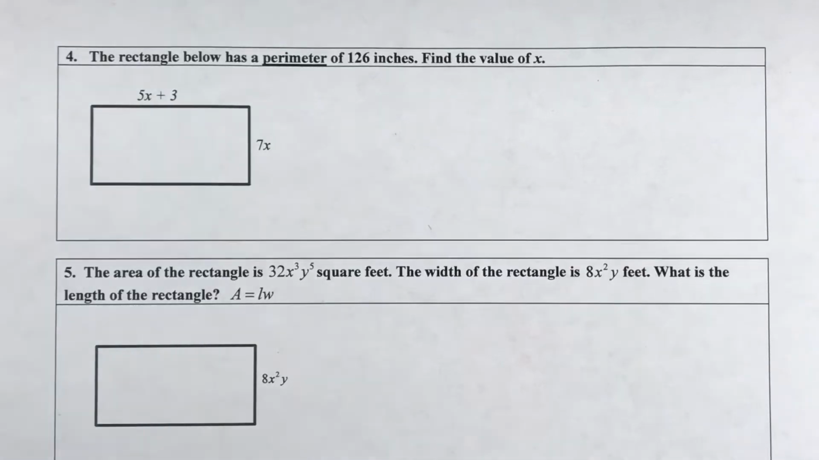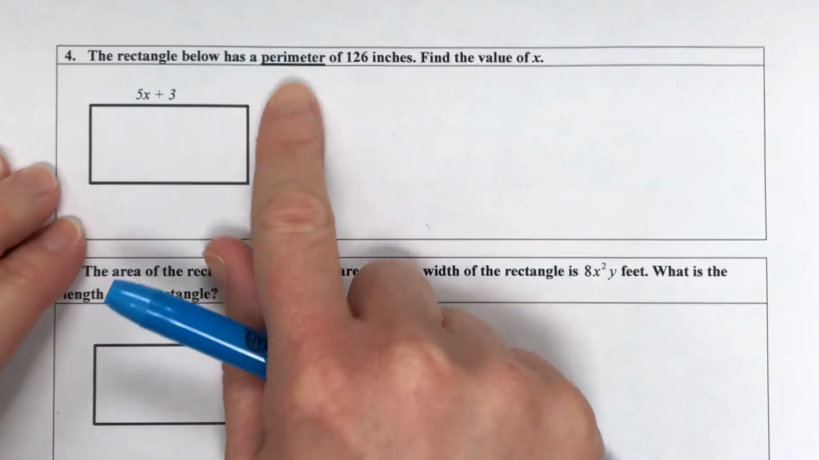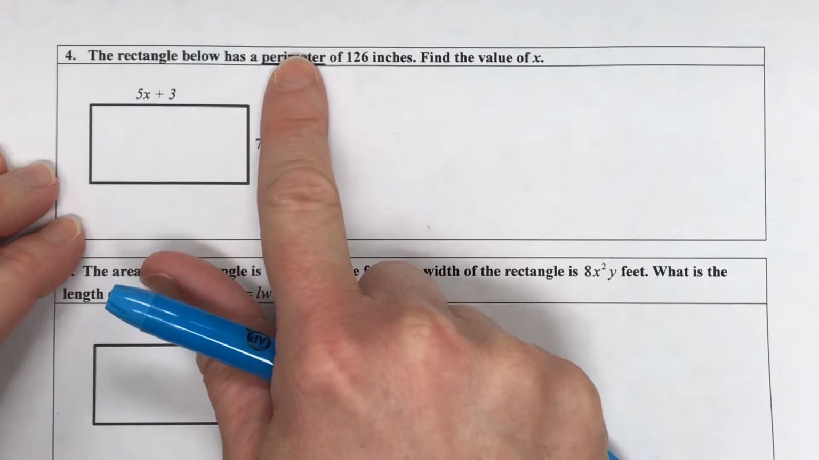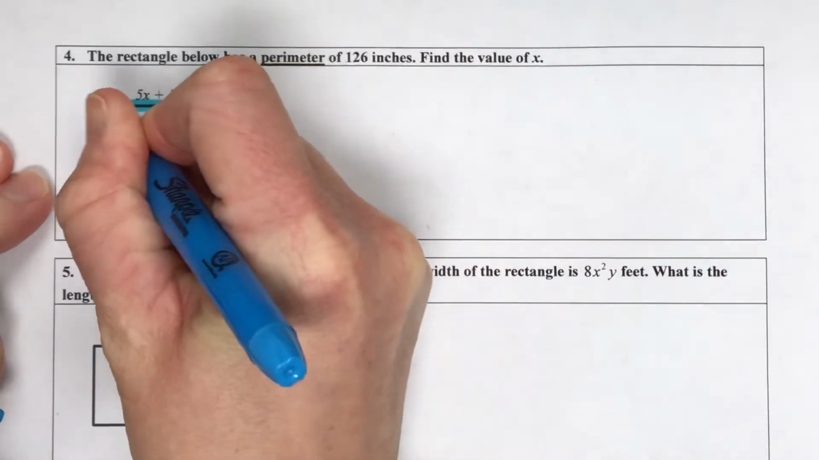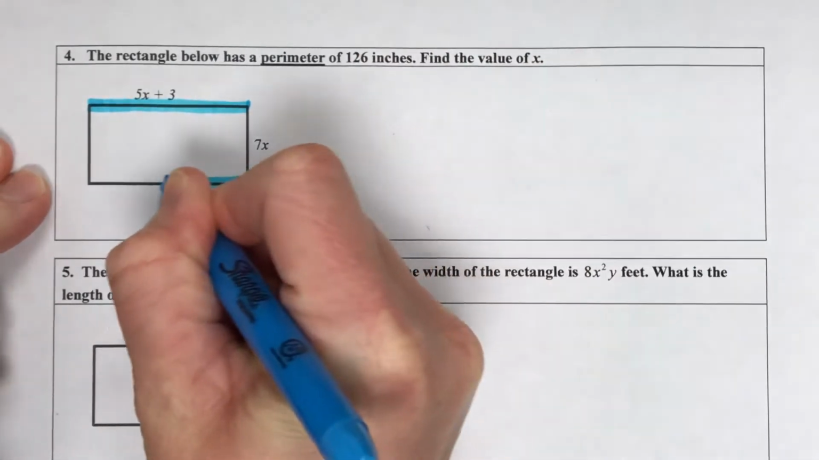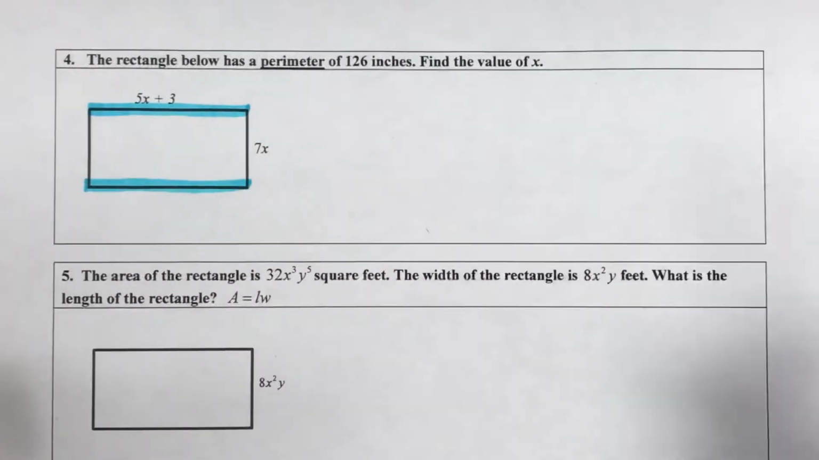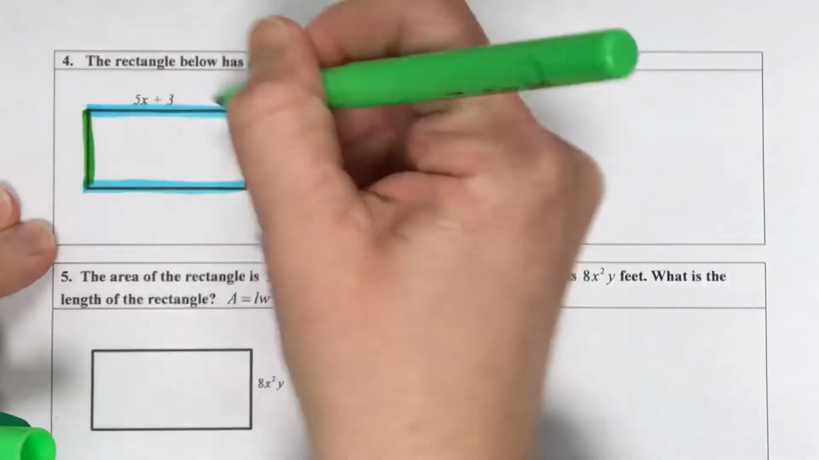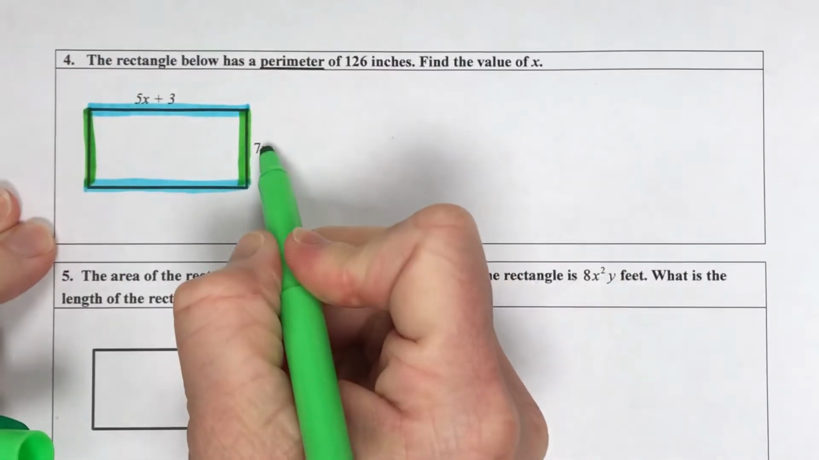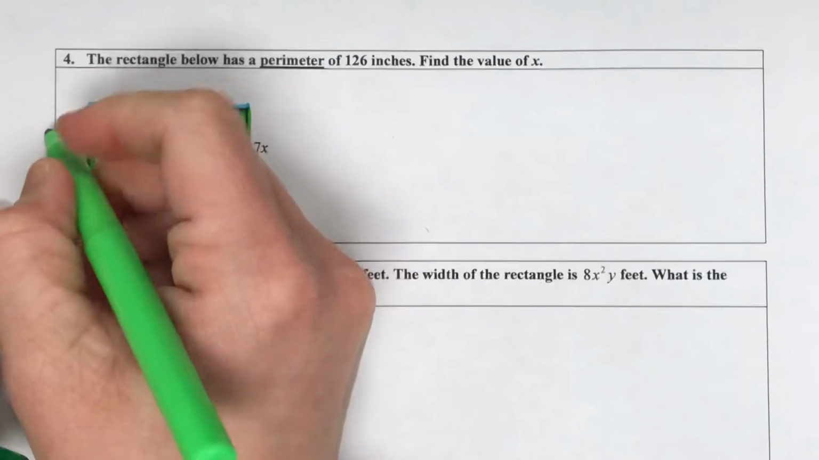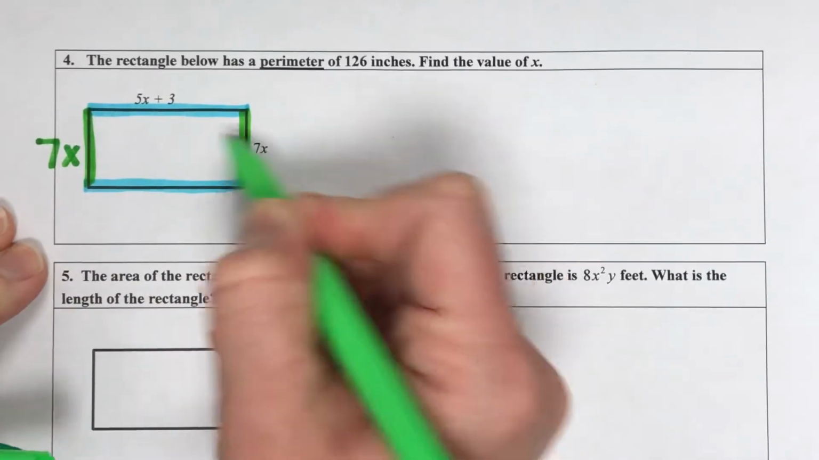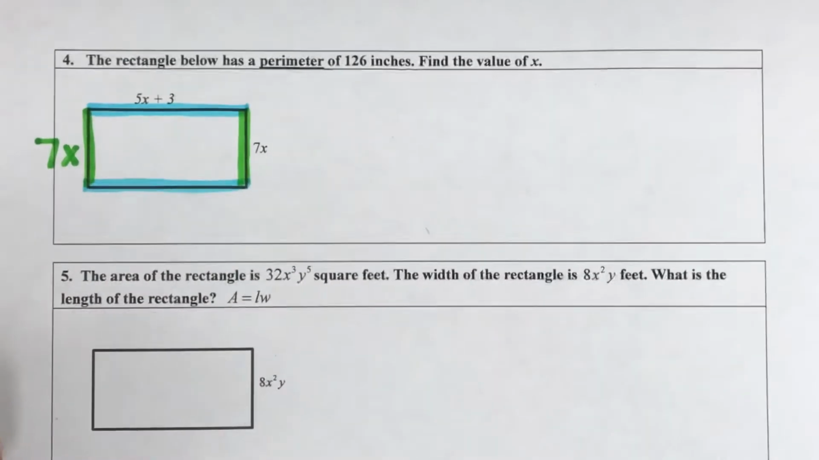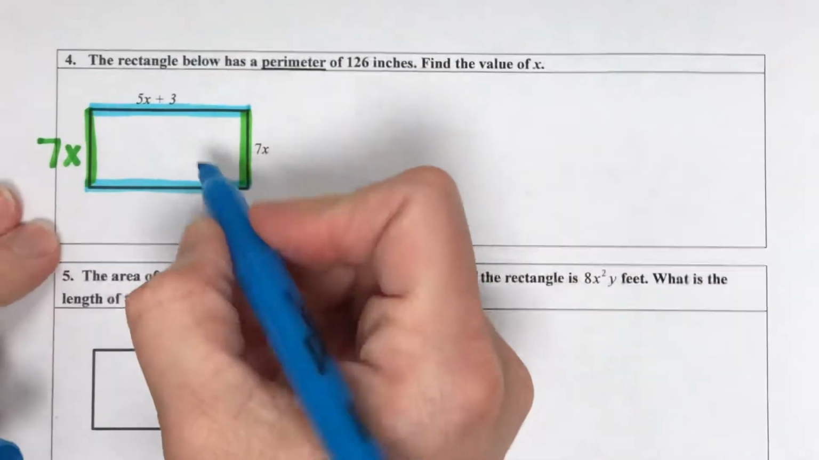In this video, I'm going to show you how to solve a geometry application for perimeter of a rectangle using polynomials. And the first thing we need to know, for any rectangle, is that opposite sides of the rectangle are equal in size. So if I see a 7x on the left side, the right side and the left side should match. So if the right side's 7x, the left side should be 7x. And the top and the bottom should be the same size.